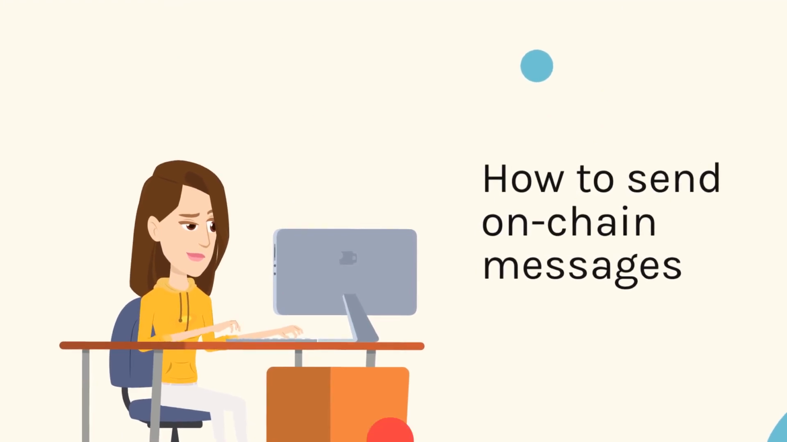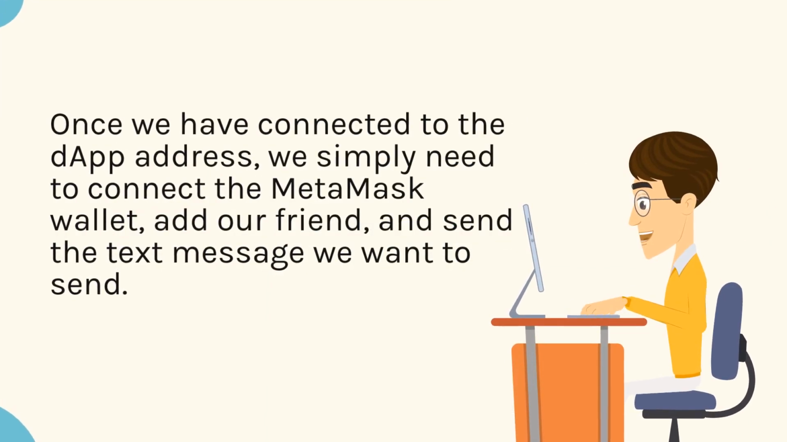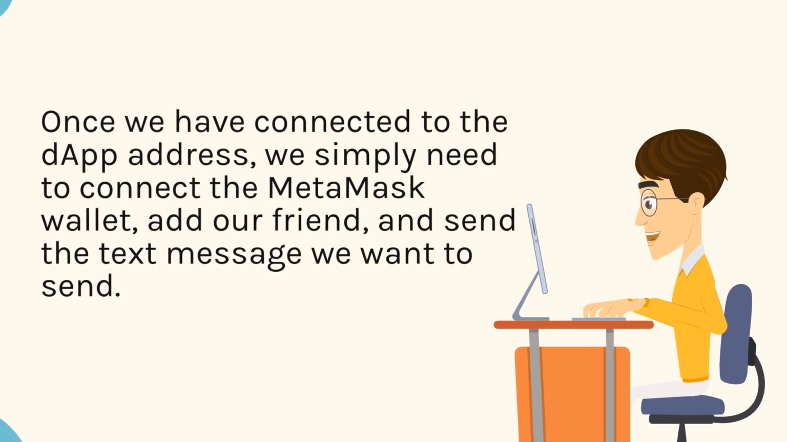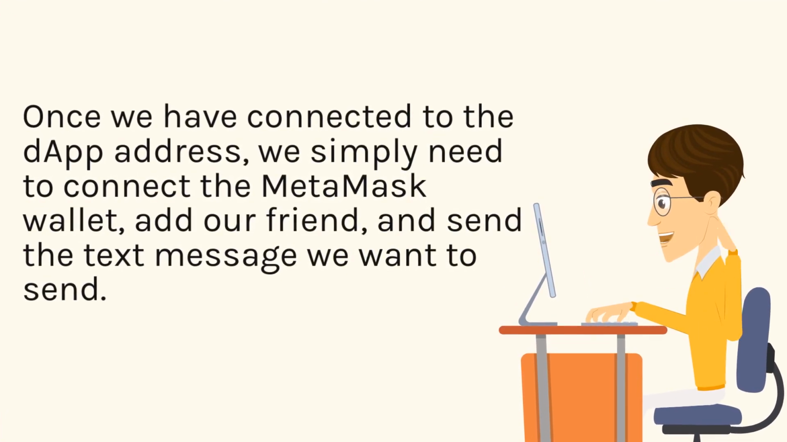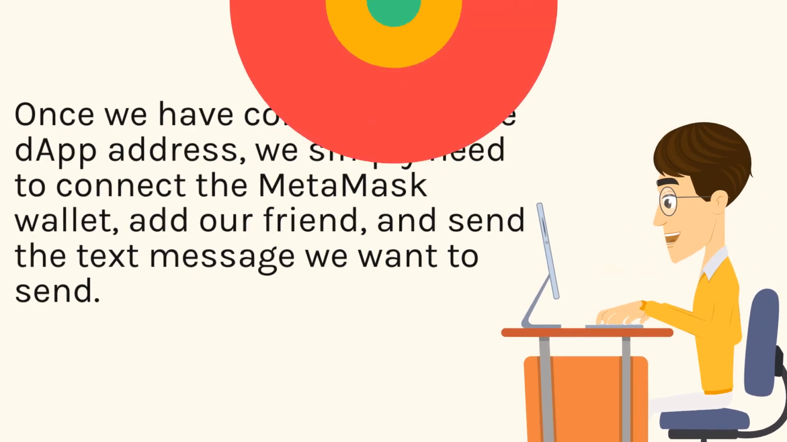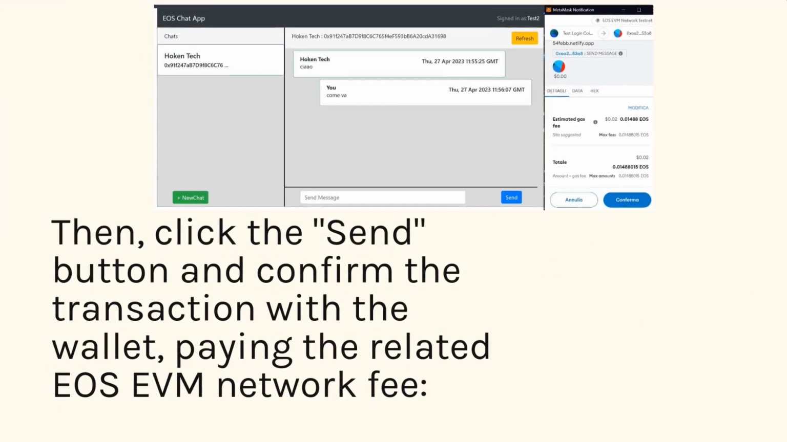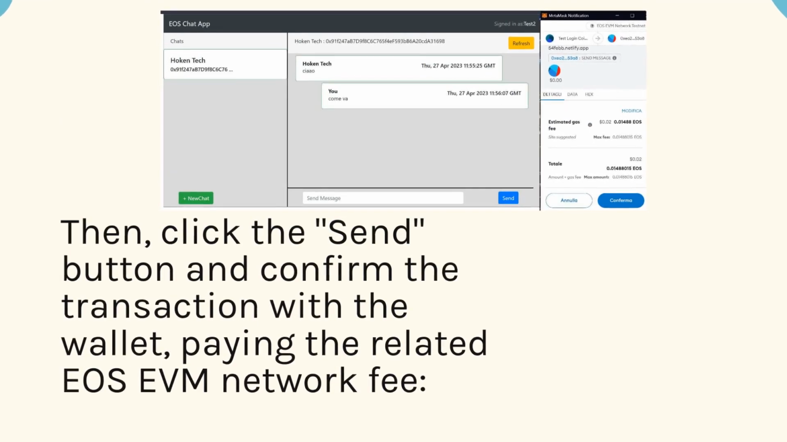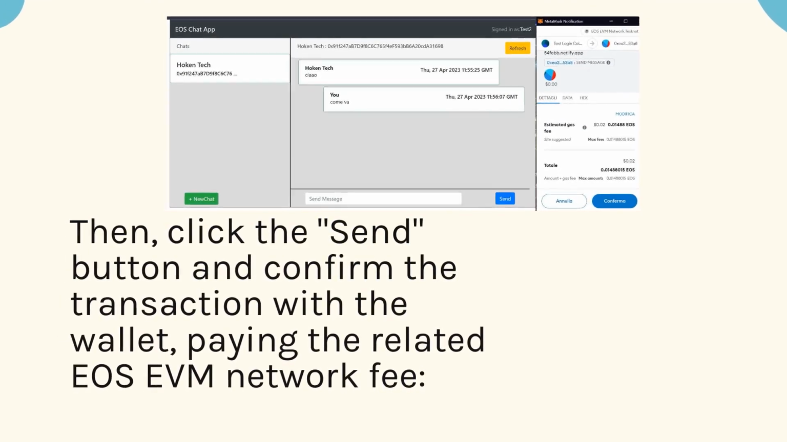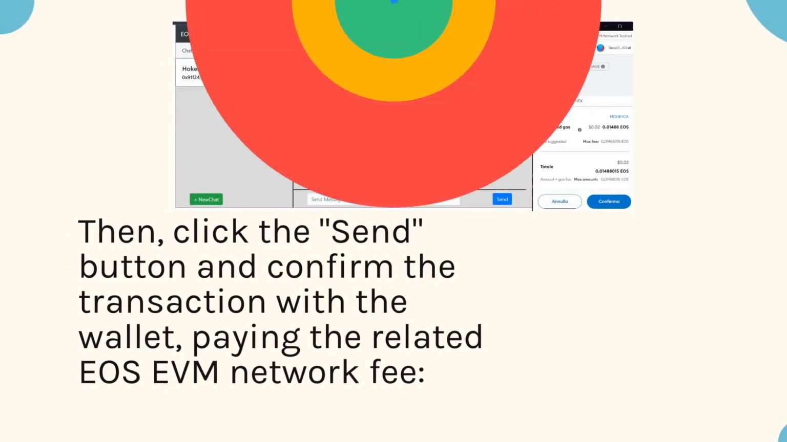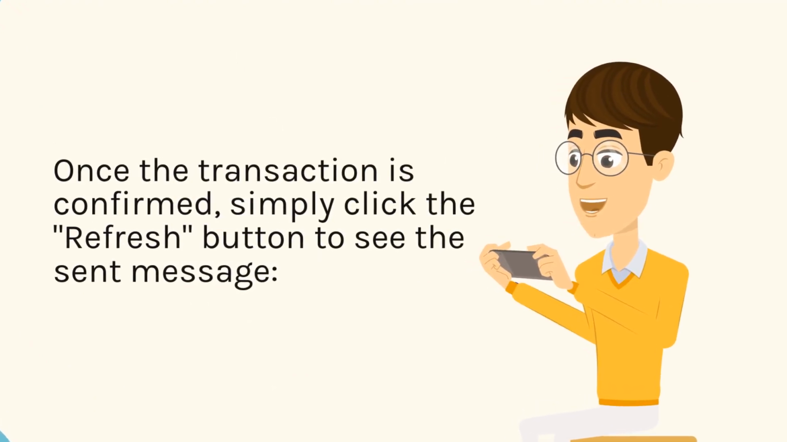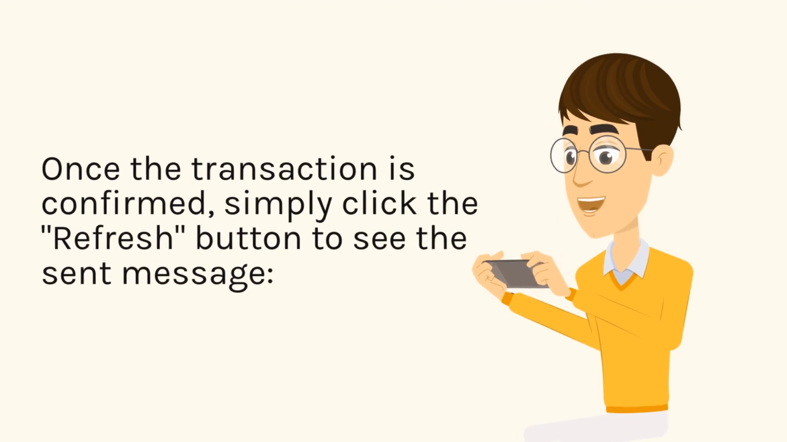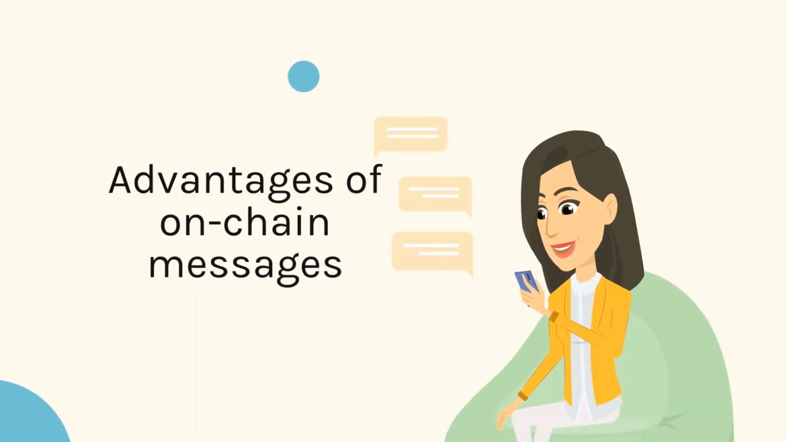How to send on-chain messages. Once we have connected to the dApp address, we simply need to connect the MetaMask wallet, add our friend, and write the text message we want to send. Then, click the send button and confirm the transaction with the wallet, paying the related EOS EVM network fee. Once the transaction is confirmed, simply click the refresh button to see the sent message.